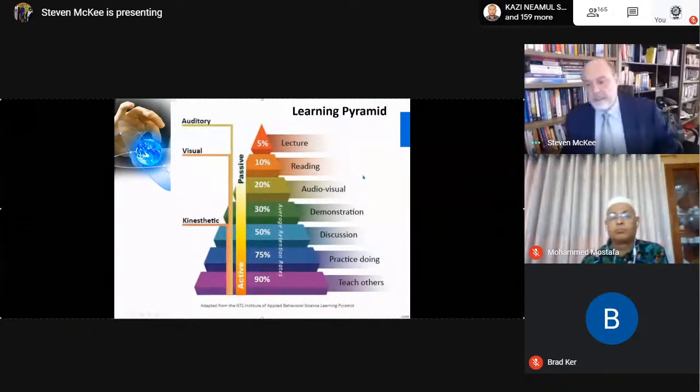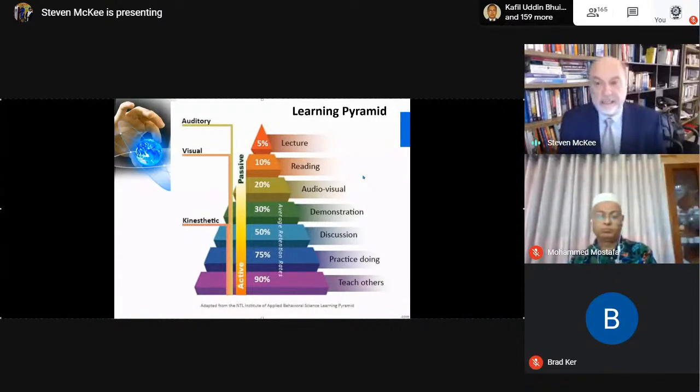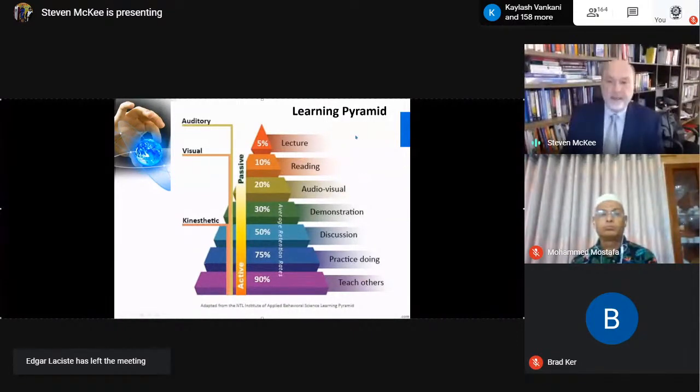So many of you may recognize this. This has been around since the 1960s. This is called the learning pyramid. And it was based on a series of studies that tried to assess what was the retention rate from various learning activities. So back in the 60s, you had lecture, reading, audiovisual, demonstration, discussion, practice doing, and teaching.